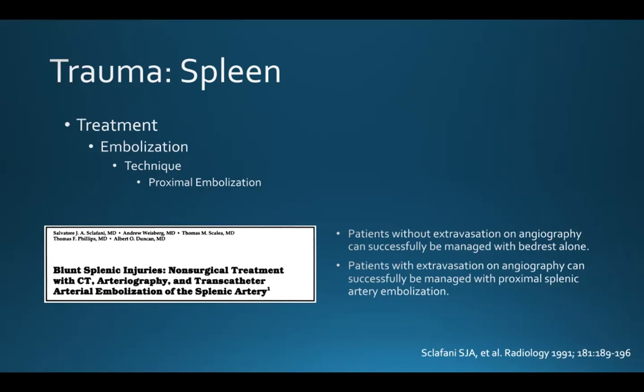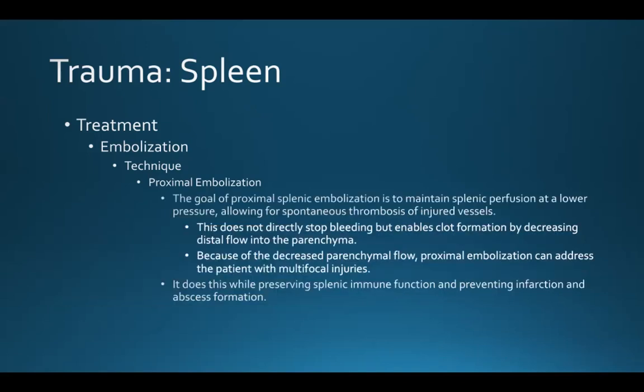In this paper, proximal embolization was performed with coils in between the dorsal pancreatic artery and the pancreatica magna. The goal of proximal splenic embolization is to maintain splenic perfusion at a lower pressure, allowing for spontaneous thrombosis of injured vessels. This doesn't directly stop bleeding, but instead enables clot formation by decreasing distal flow into the parenchyma. And because of the decreased parenchymal flow, proximal embolization can address the patient with multifocal injuries within the spleen. And it does this while preserving splenic immune function and preventing infarction and abscess formation.